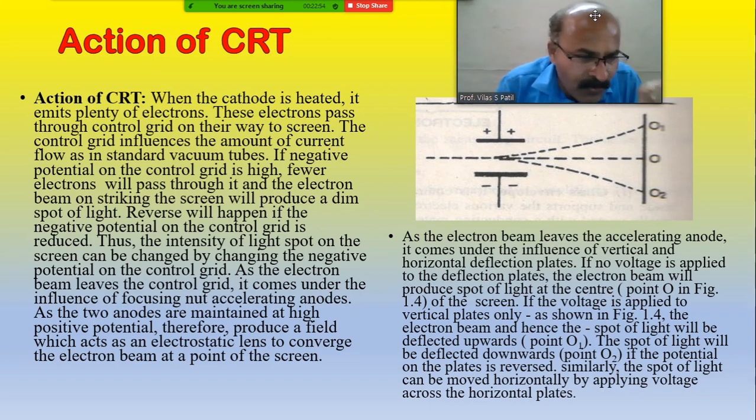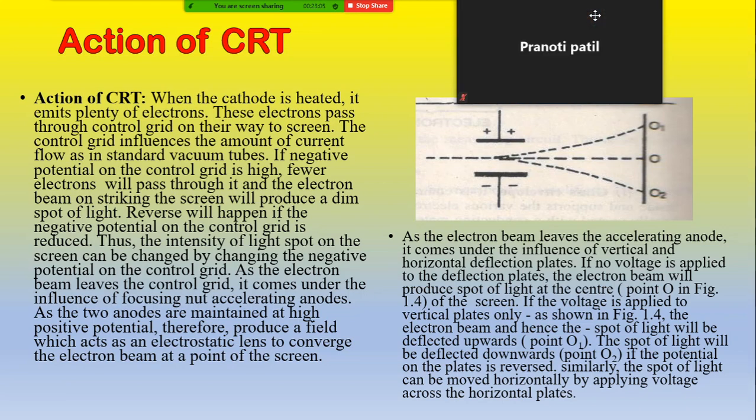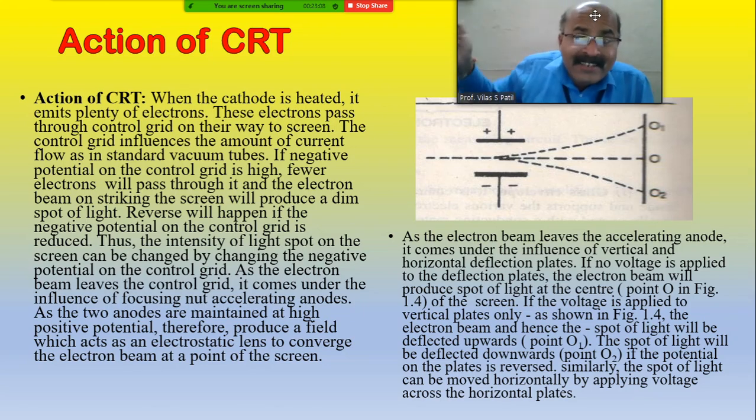Okay, that is, fewer electrons will pass through it, and the electron beam on striking the screen will produce a dim spot. Dim, that is, whose intensity is less. Bright, whose intensity is large.